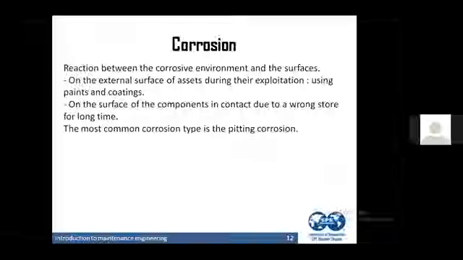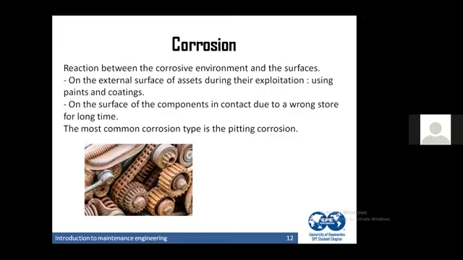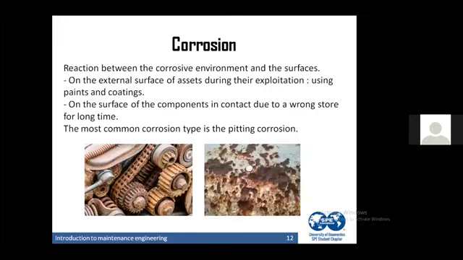Let's take an example. Last year, we had the oil collapse, and a lot of equipment was stored. If we store any equipment in a wrong way, when we start to work with them now, we will have a lot of corrosion inside them. And especially what we call the pitting corrosion, which is the most dangerous type of corrosion. The pitting corrosion reduces the dimension of our equipment. And this is a very, very high danger.